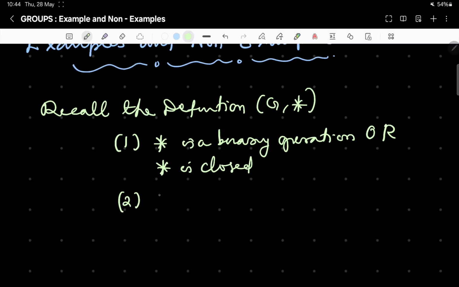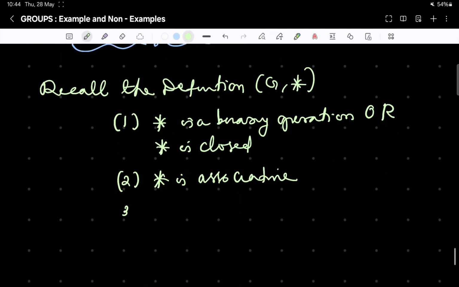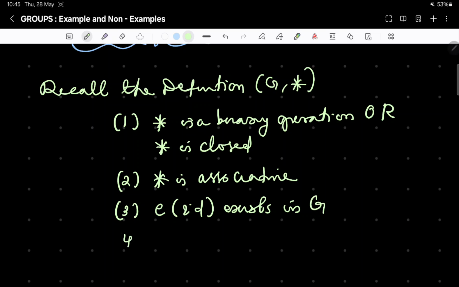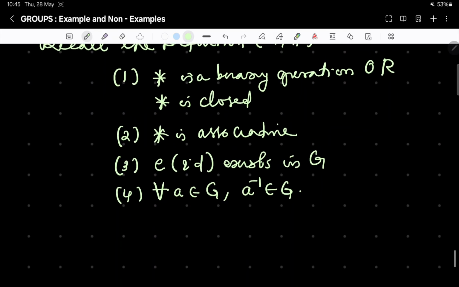Second thing is star is associative. A detailed description of what we are writing down is already given in the first lecture. Third one is identity, or E. Identity exists in the set G. Fourth one, for each element A in G, an element A inverse exists in G. Okay. So these are the 4 properties a group has to follow. Now we go for one by one.